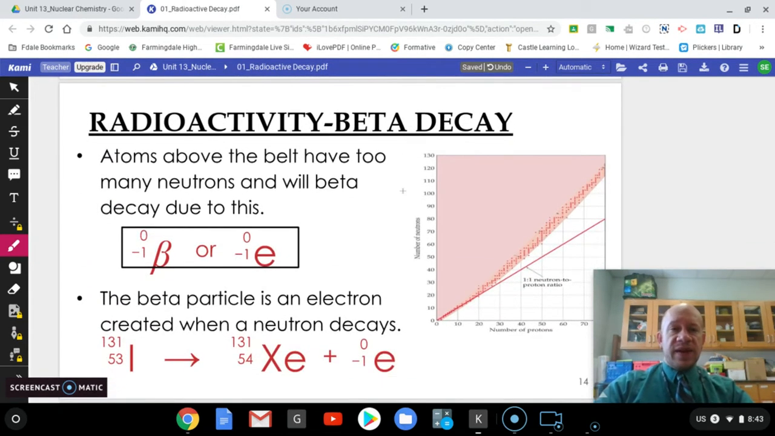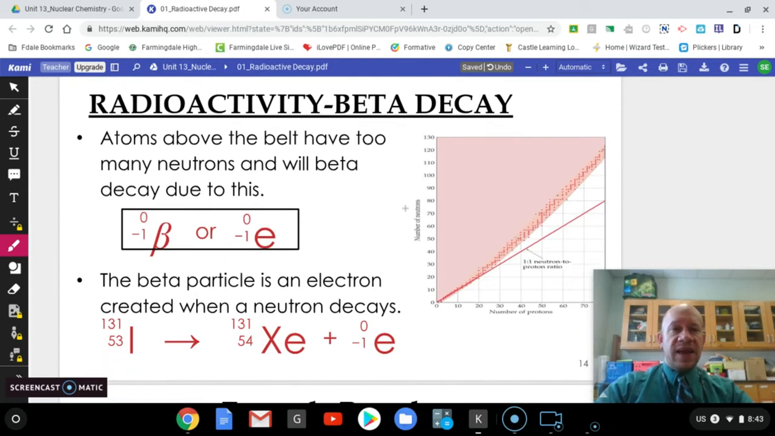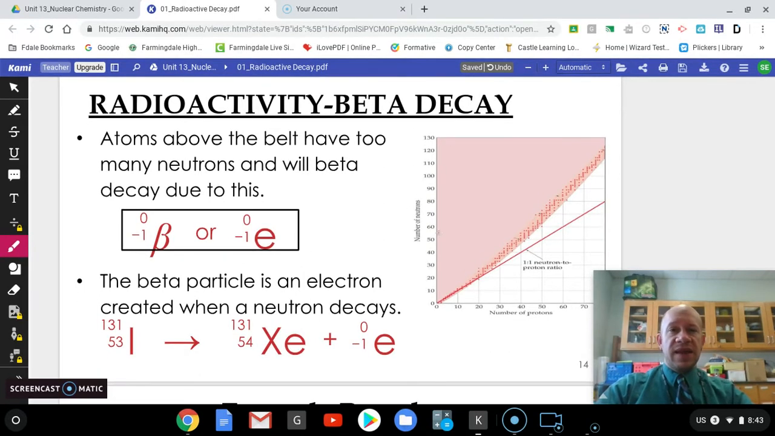So the different types of radioactivity. Beta decay occurs in atoms above the belt, which have too many neutrons, and thus they will have beta decay. The beta particle is an electron created when a neutron decays. So when I look at this formula here, if I have an iodine 131, it undergoes beta decay, and I release an electron, and therefore I have gained a proton. So now I have a new element.